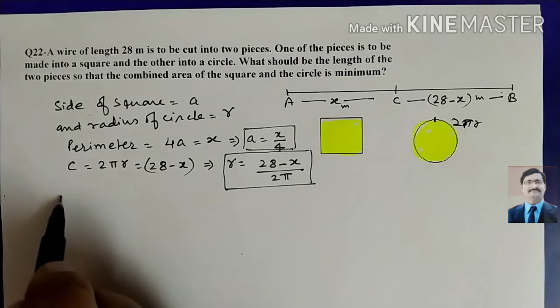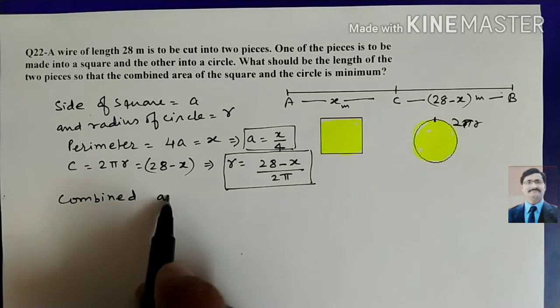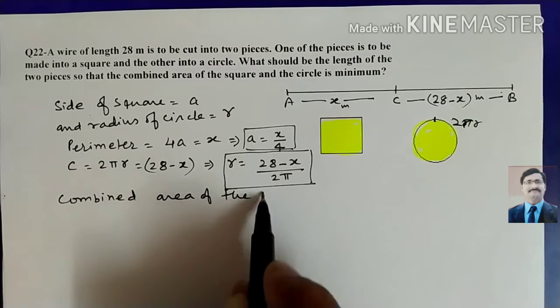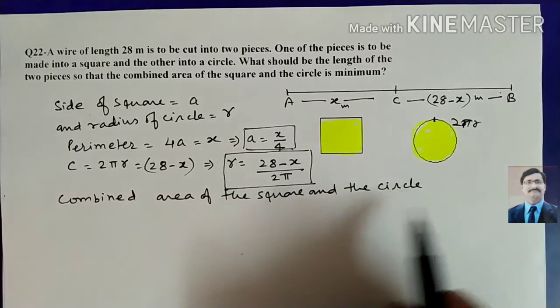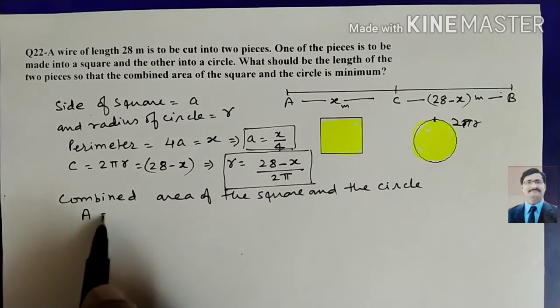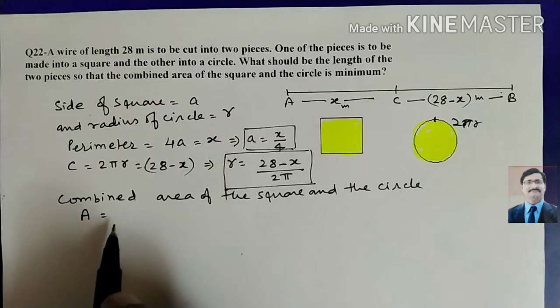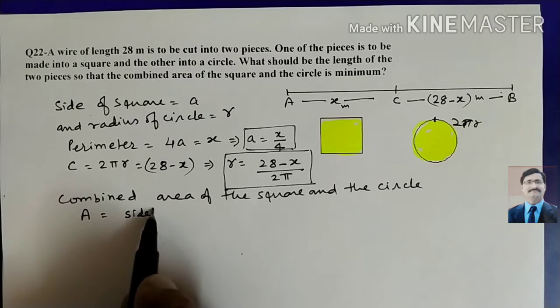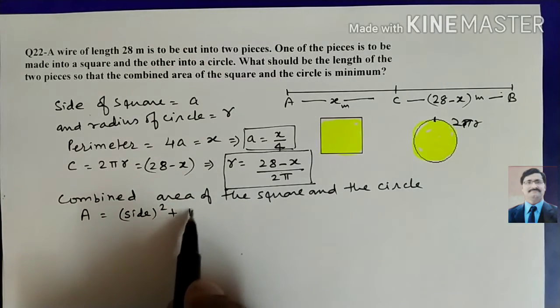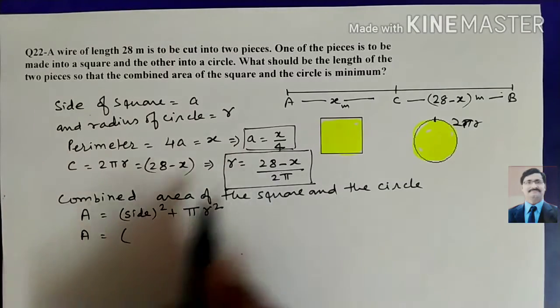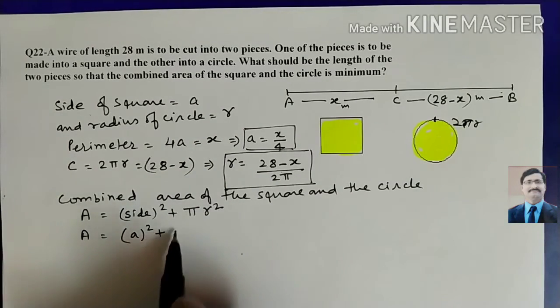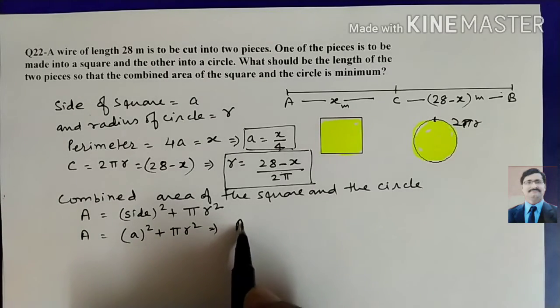Now in the question it is given that the combined area of the square and the circle we have to minimize, and we suppose this is A. The area of the square is side into side, so side whole square, and the area of the circle is pi r square. Now we can write the area equal to A square plus pi r square.